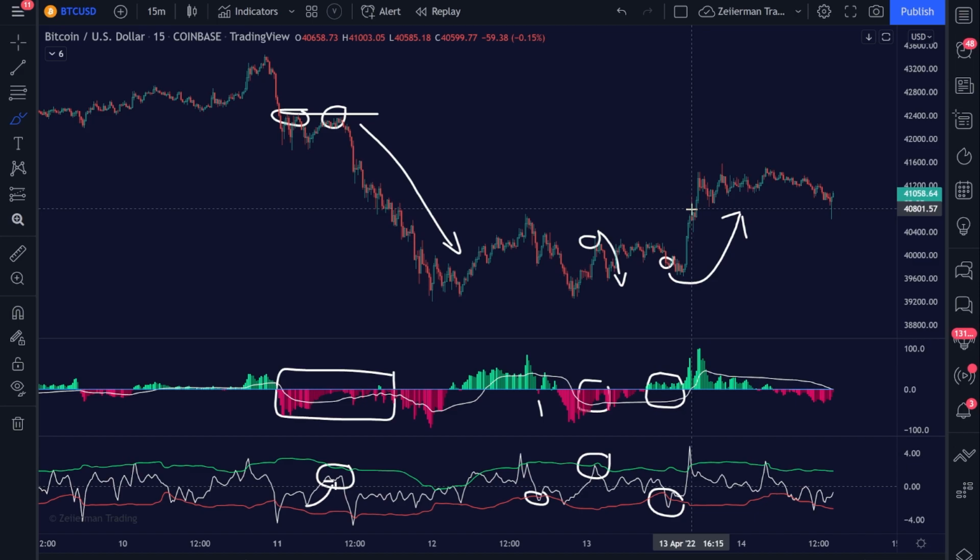However, this strategy works on any asset and time frame, but I would recommend to analyze the market in higher time frames with this method to really get the big moves.